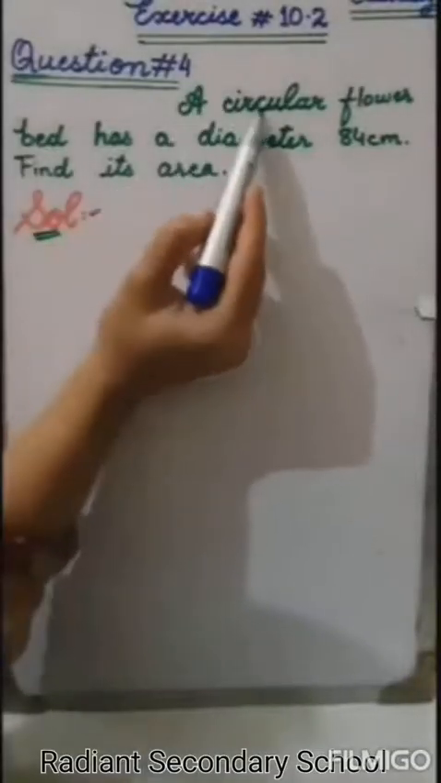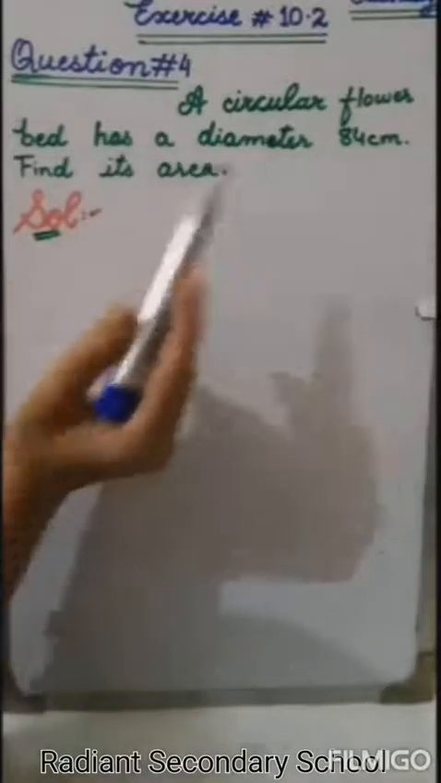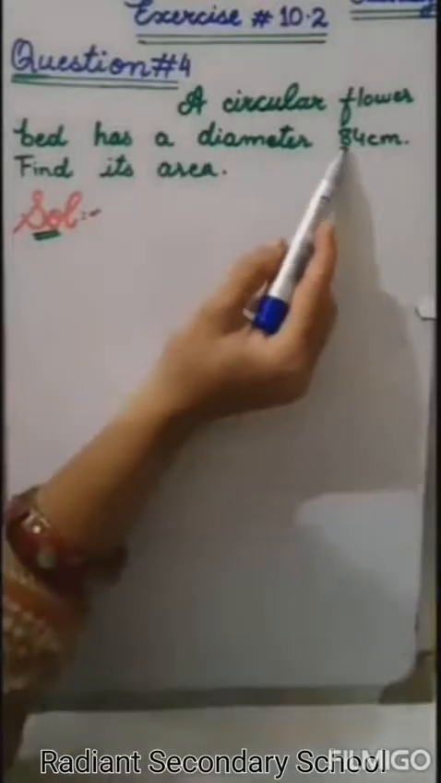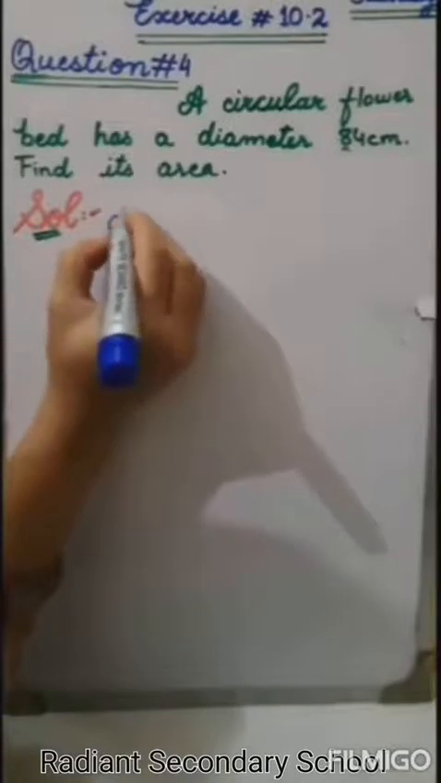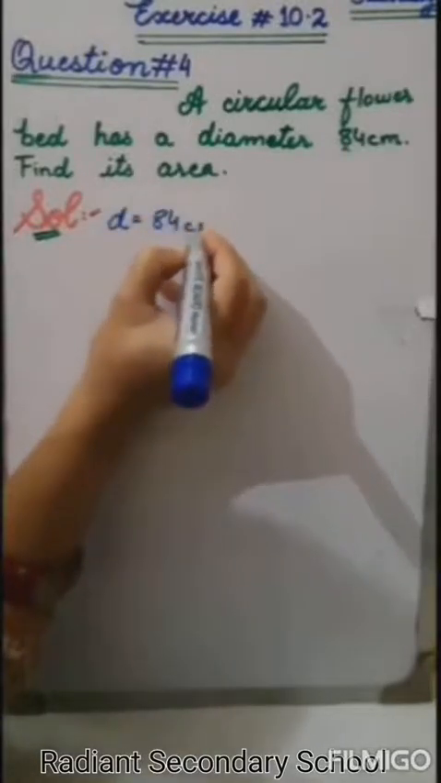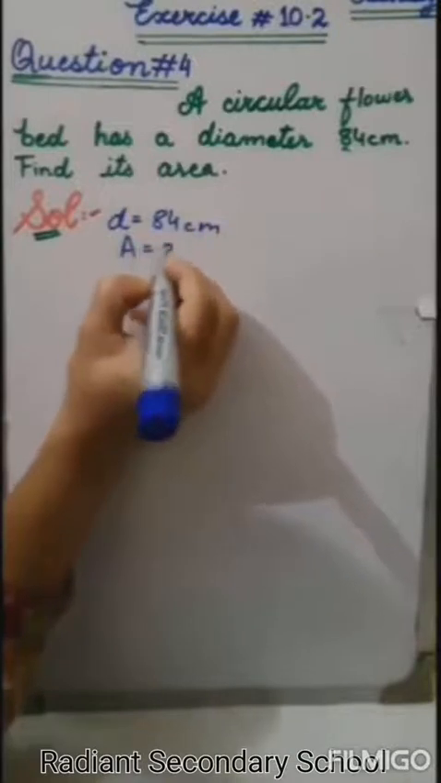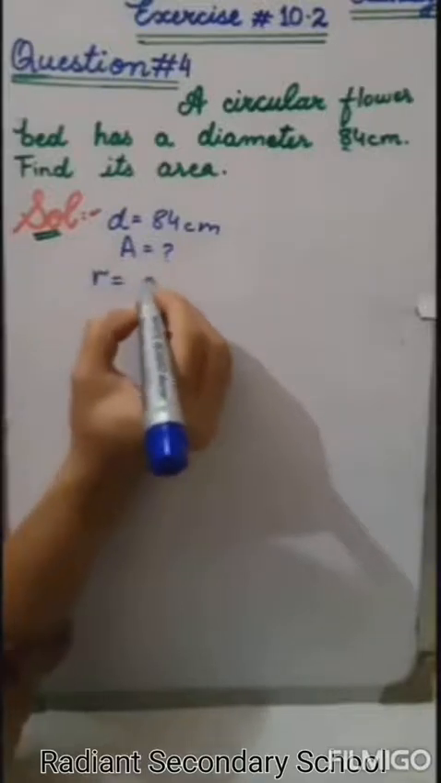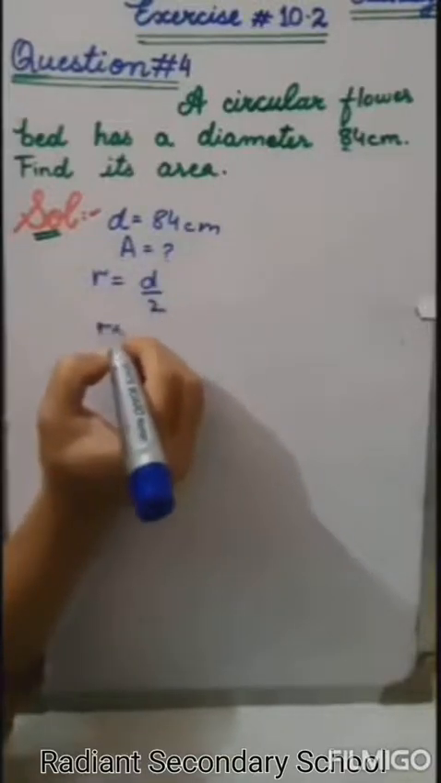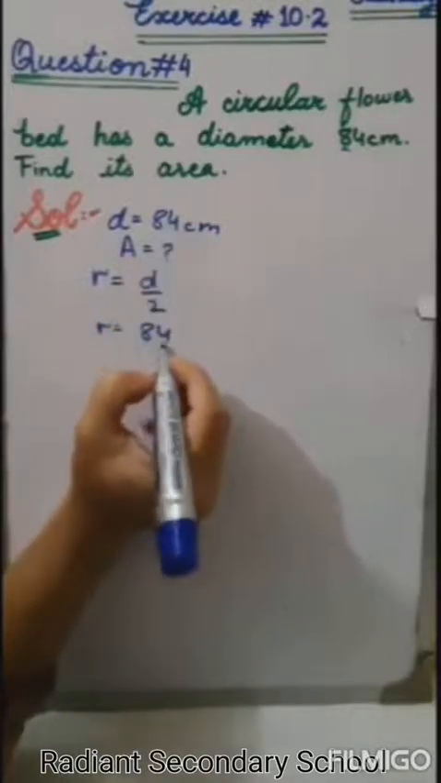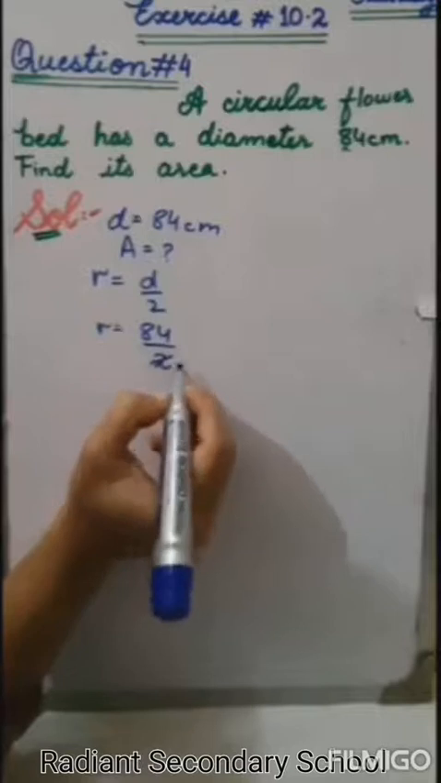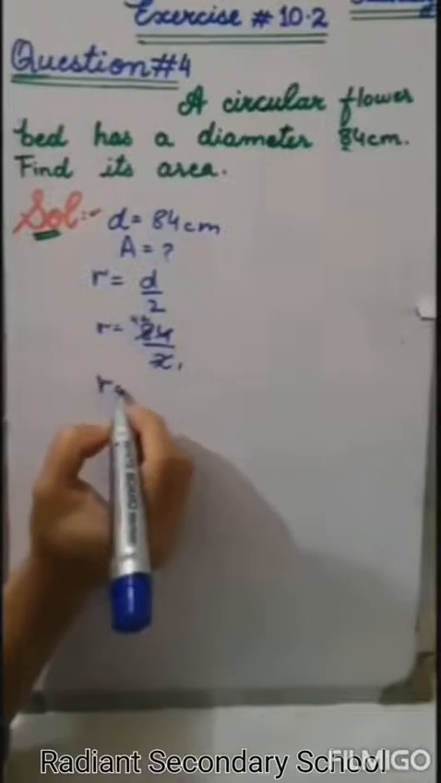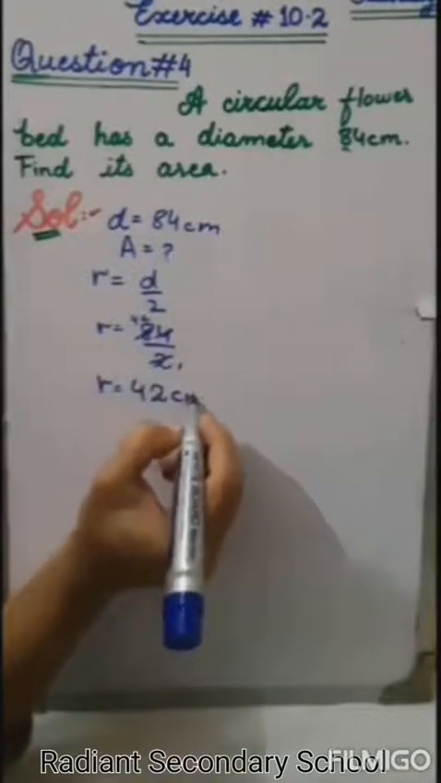Question number 4. A circular flower bed has a diameter 84 centimeter. Find its area. So in this question we have to find the area, and diameter is given, that is of 84 centimeter. So you have to write diameter is 84 centimeter. Area we have to find it. Okay. Now with the help of this diameter I will find the radius first. Radius is equals to d by 2. Radius is equals to diameter is 84 by 2. Now simplify it. 2 ones are 2, 2 fours are 8, and 2 twos are 4. So radius will become 42 centimeter.